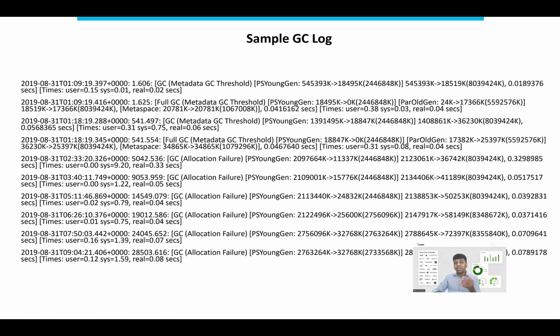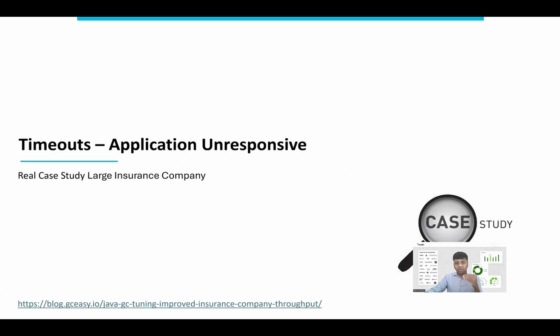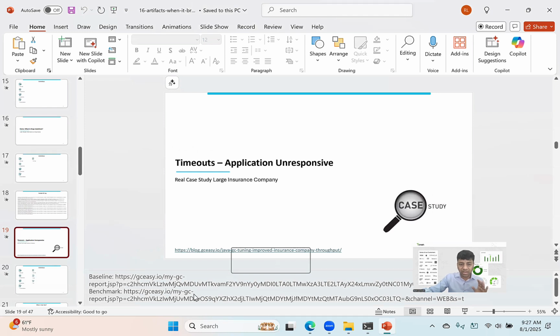So how does a garbage collection log look like? Friends, this is how a garbage collection log looks like. It has a lot of numbers: what size it was before the GC event, what it is after, how much time it took. It has all this information, right? So I want to share with you a real case study. Timeouts were happening on the transactions and the application was going unresponsive. At that time, the garbage collection log really helped to resolve the problem for this very large insurance company. So let's look into the real example of this data, right?